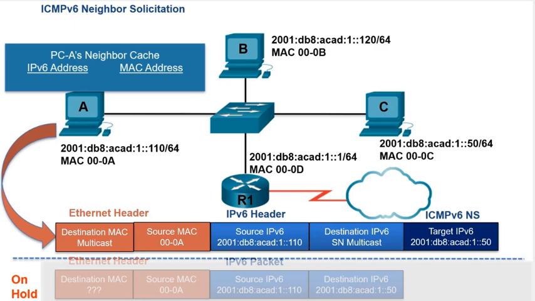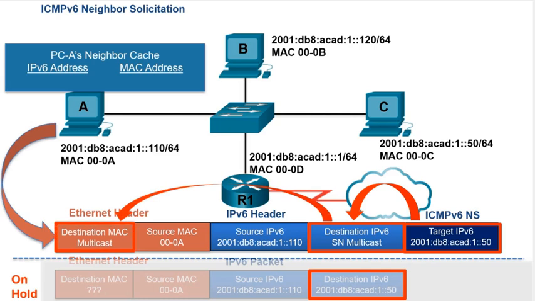The ICMPv6 neighbor solicitation header includes the target IPv6 address, which is the same destination IPv6 address in the packet that is on hold. The target IPv6 address is mapped to a special IPv6 solicited node multicast address, which is then mapped to a special Ethernet multicast MAC address.